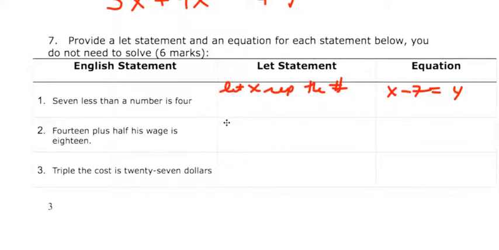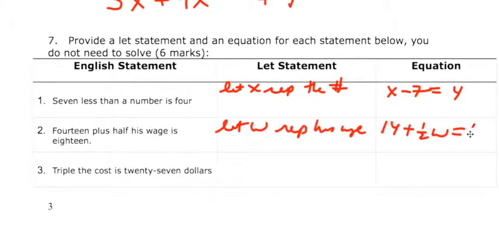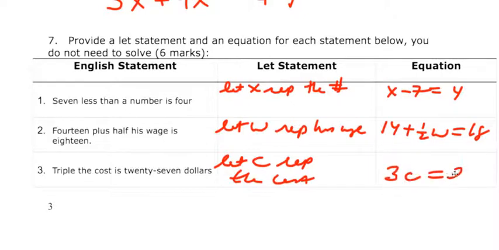14 plus half his wage is 18. So let W represent his wage. And hopefully your writing is a little nicer than mine. 14 plus half his wage is equal to 18. Triple the cost is $27. So let C, and you could do X for everything. Let C represent the cost. Triple the cost, so 3 times the cost is equal to 27. So 1 mark for each of these.